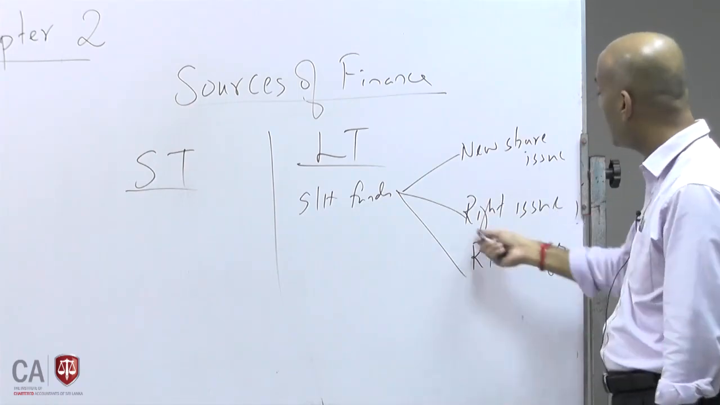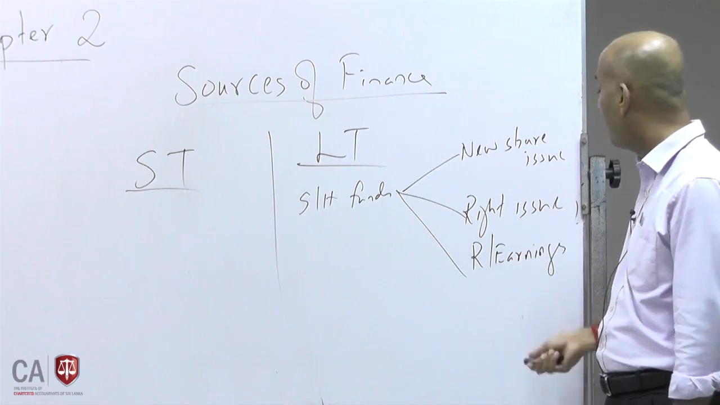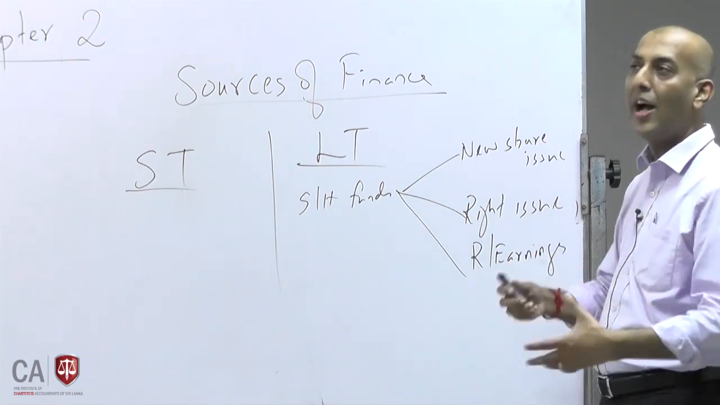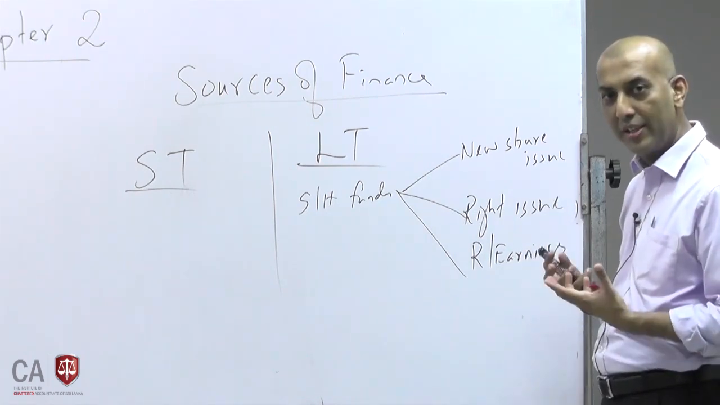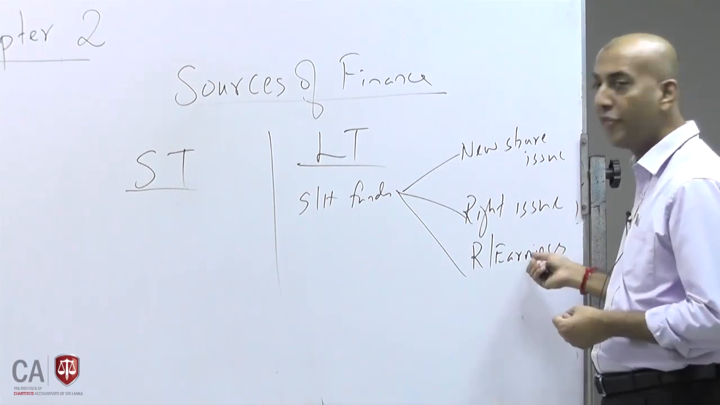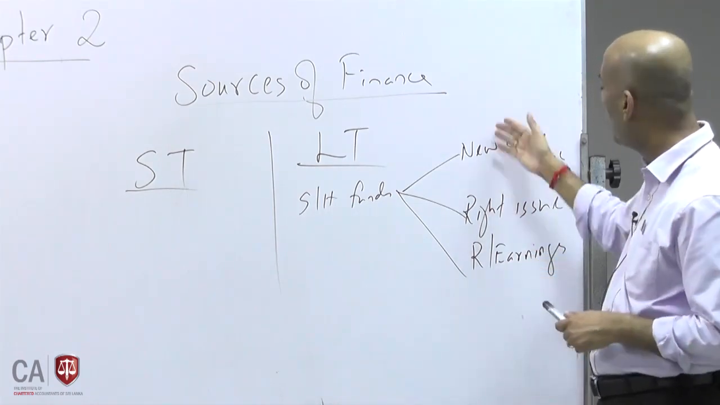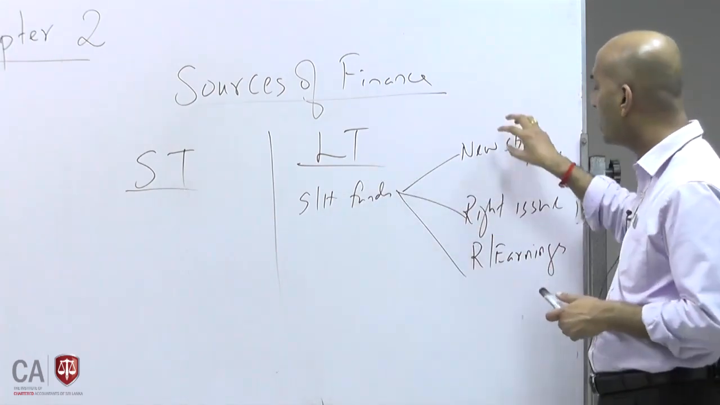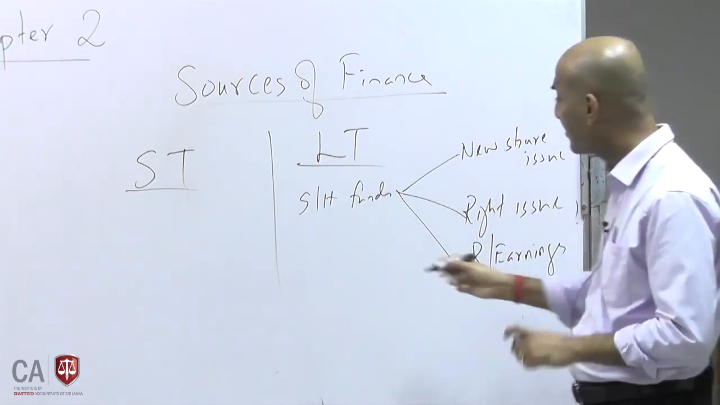You have to convince the existing shareholders to get the rights issue done. But retained earnings is something where you are keeping the money of the shareholders as profits. You can use it for your business purposes. So please note that these are the shareholder funds, a long-term source of finance.